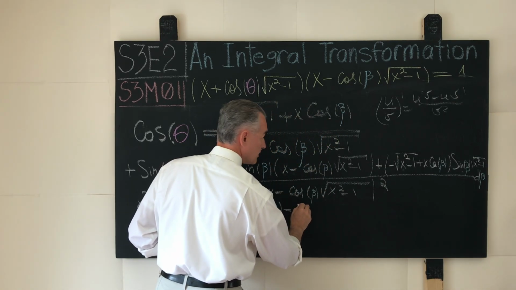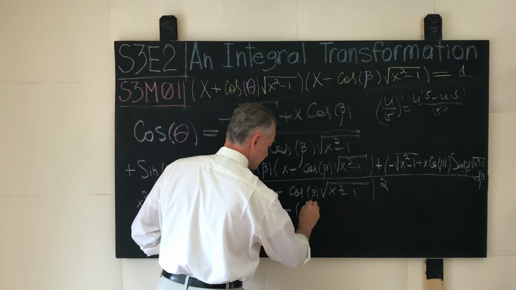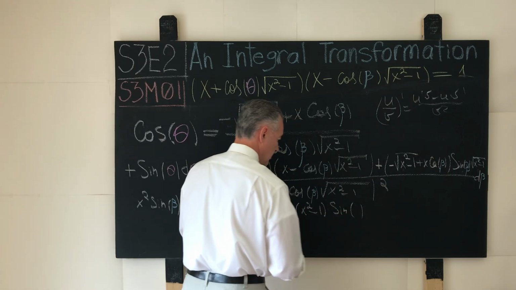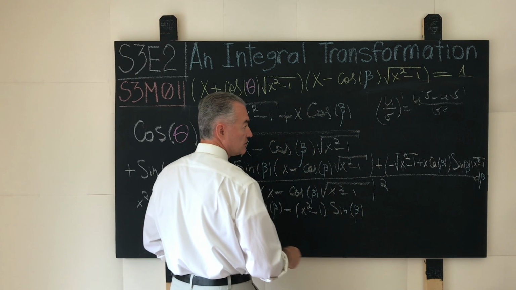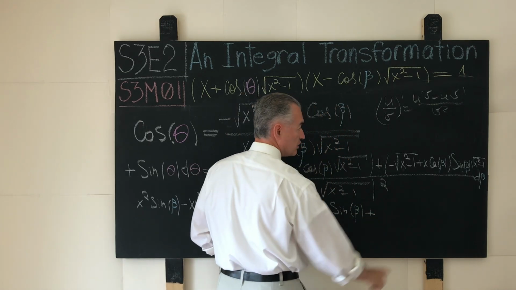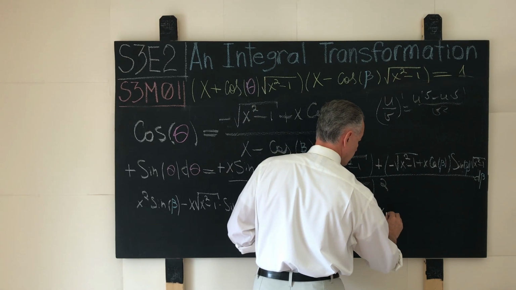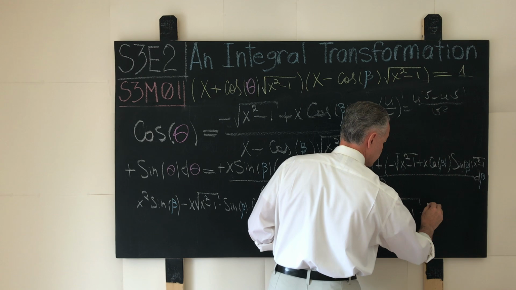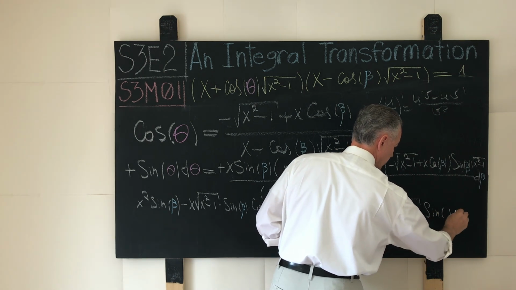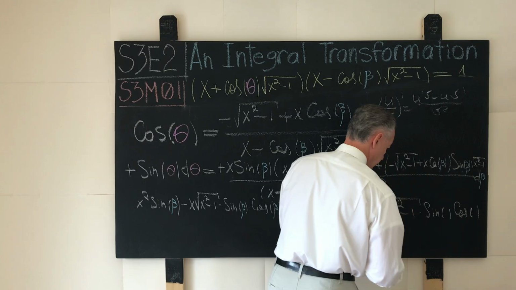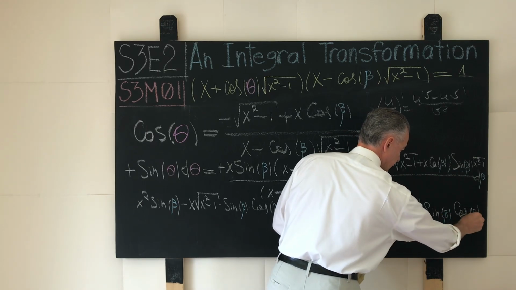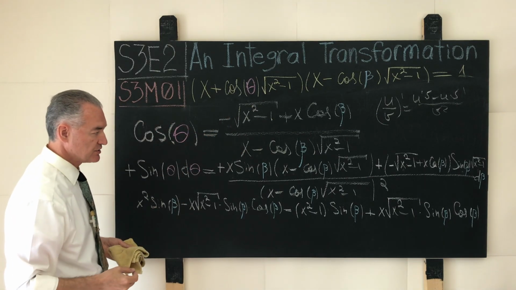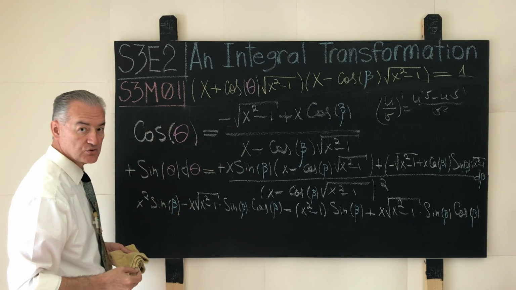Minus x squared minus 1 times the sine of beta, and plus x square root of x squared minus 1 times again sine and times the cosine of beta, both times. This is again mundane arithmetic. This is not what it took to come up with this, but we just carefully do the arithmetic over here.